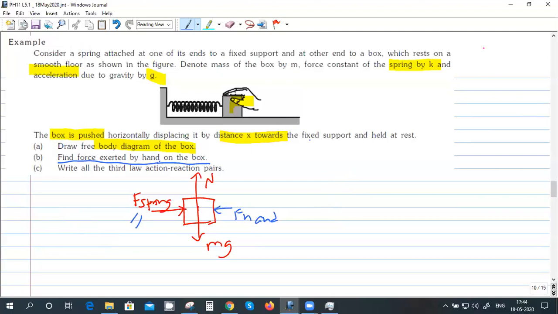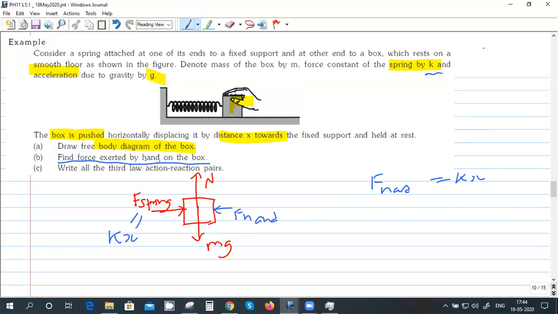He has not given what the compression is. If the compression is X, then the force will be how much? K into X. K is given, the spring constant is K. If the compression is X, then the force will be KX. So the force exerted by the hand should balance this, which is equal to K into X.